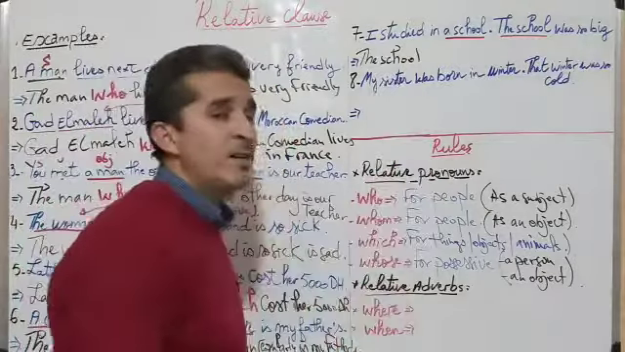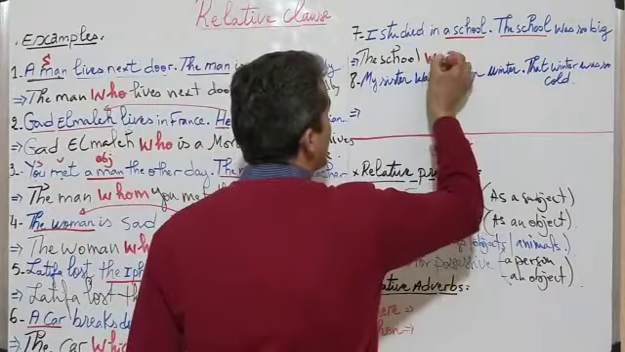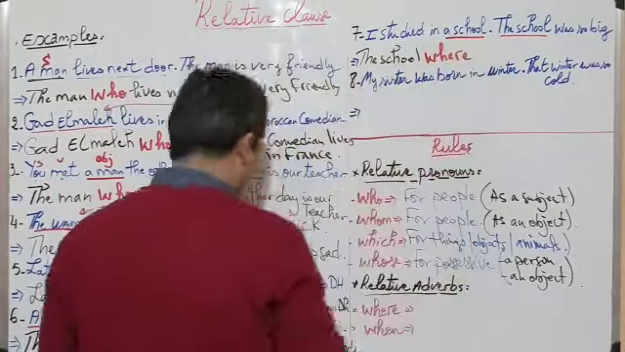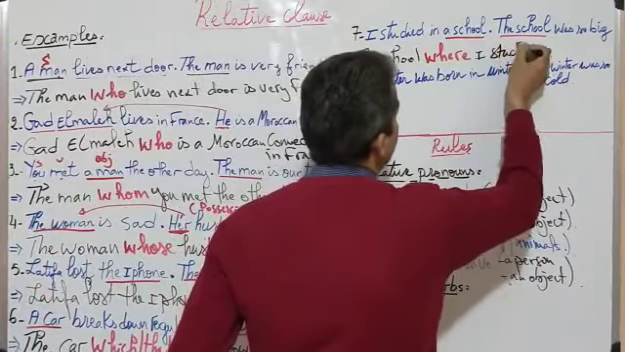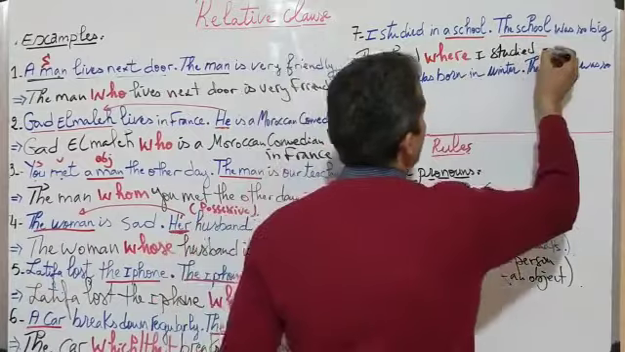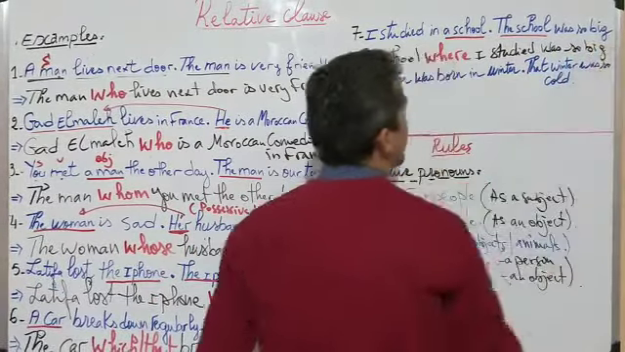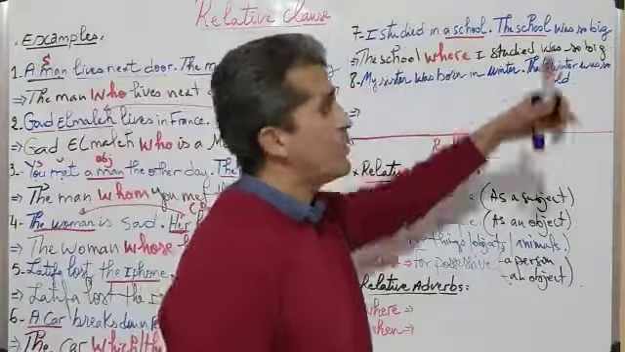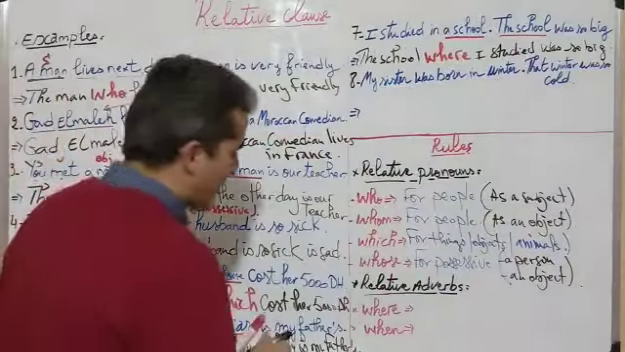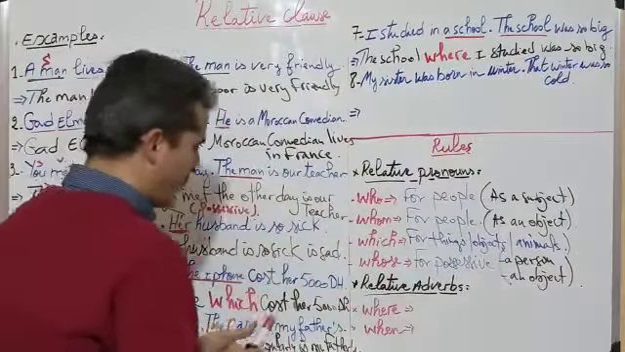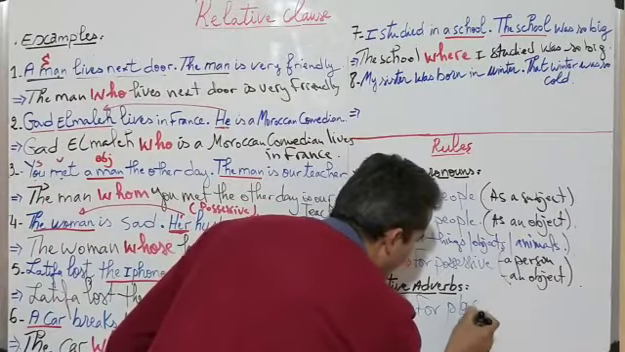The school is what? It's a place. So here we replace the school. The second one is what? With where. So the school where I studied when I was young was so big. So where, here, you can say that where is used for place.